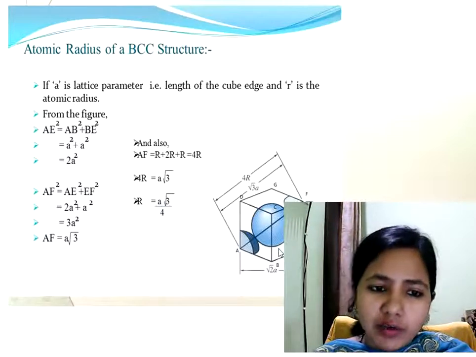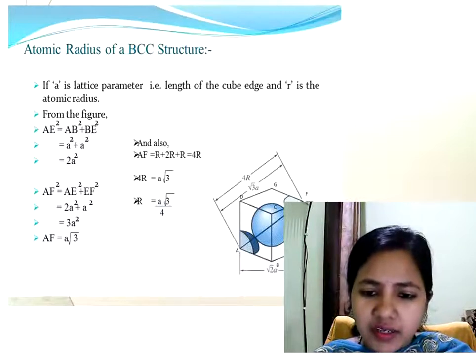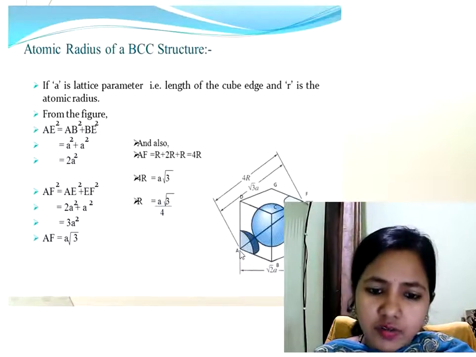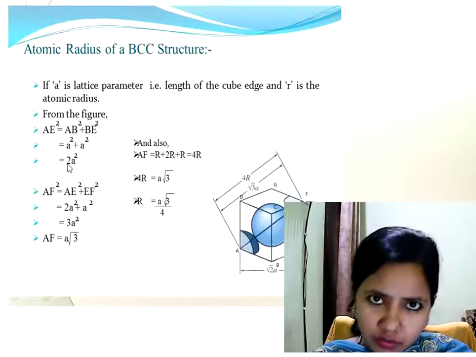Now we have to put the values of AB. See, AB is an edge length A and BE is again an edge length A. So we write here A square plus A square. We will get the value of 2A square, right?